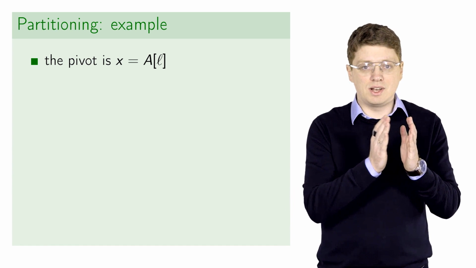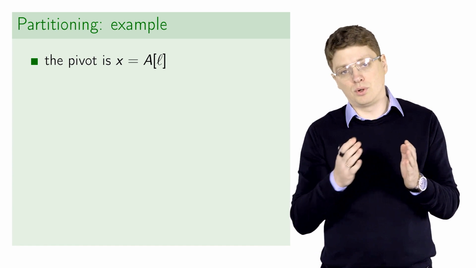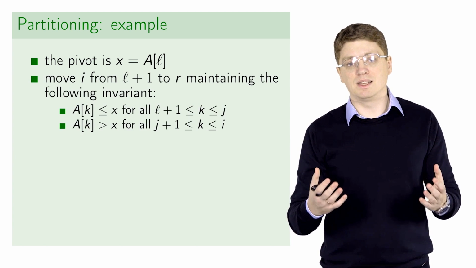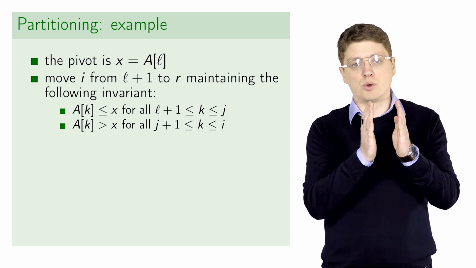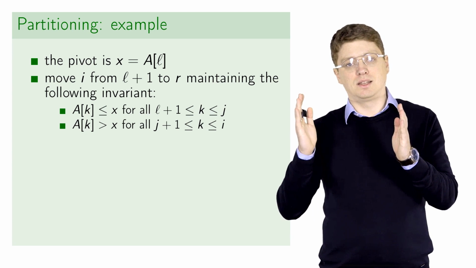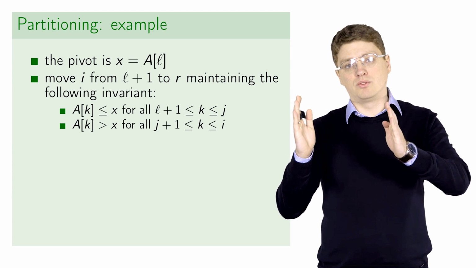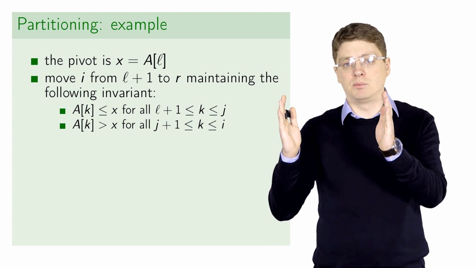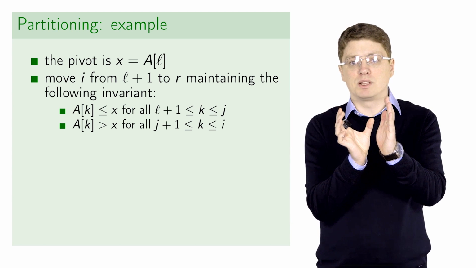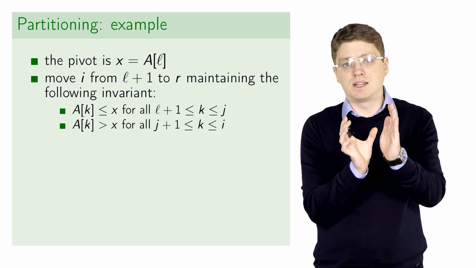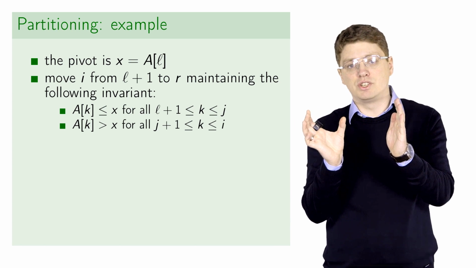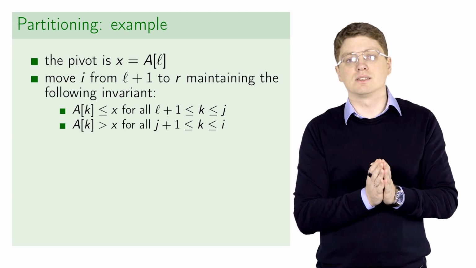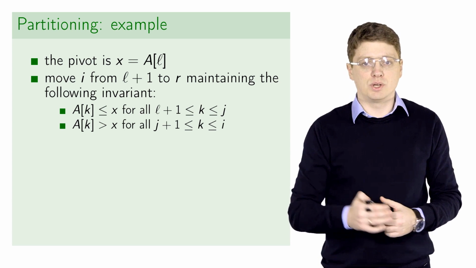We will do this gradually increasing the region of already discovered elements. For this we will use a counter I, and we will maintain the following invariant. I will go from L plus 1 to R, and at each point of time, when we have already read I elements, we will keep two regions inside this region from L plus 1 to I. In the first region from L plus 1 to J, we will keep all elements that are at most X. In the second adjacent region with indices from J plus 1 to I, we will have all elements that are greater than X.